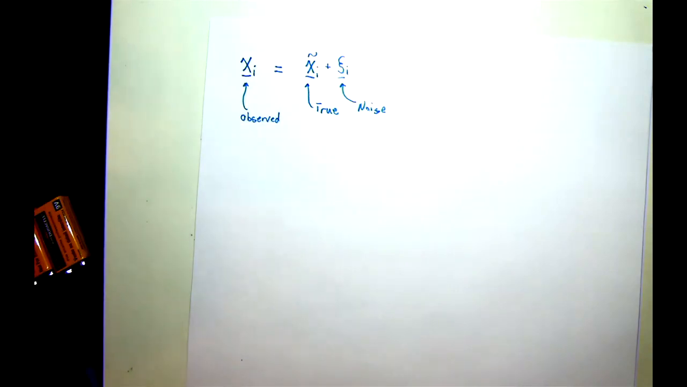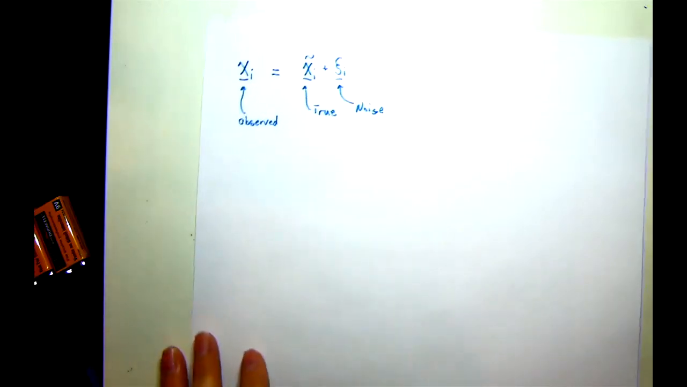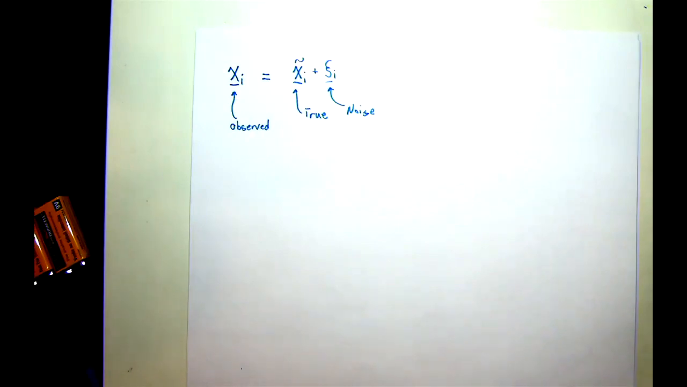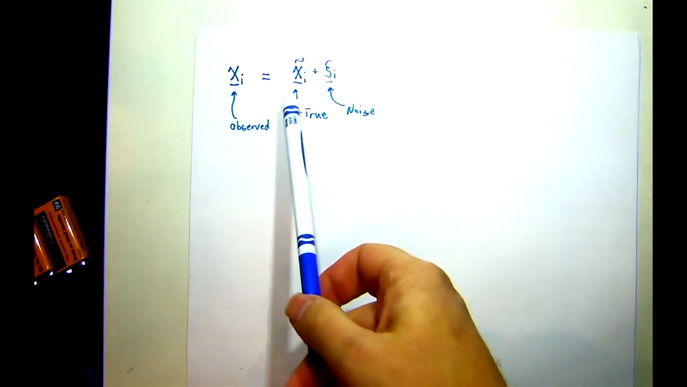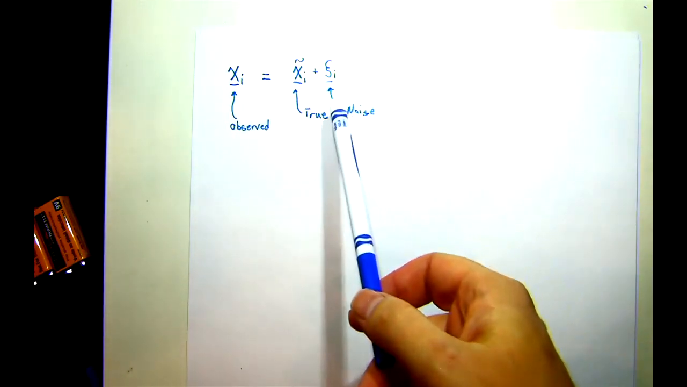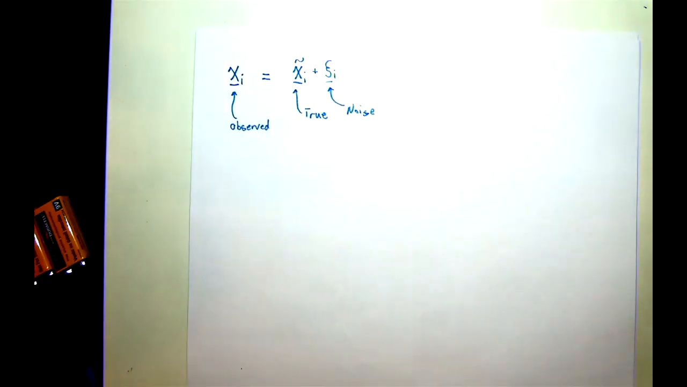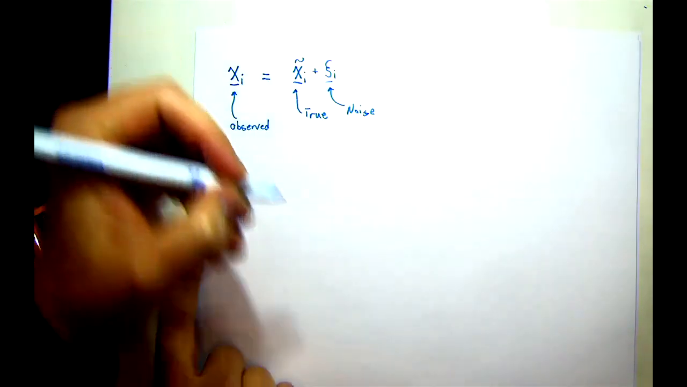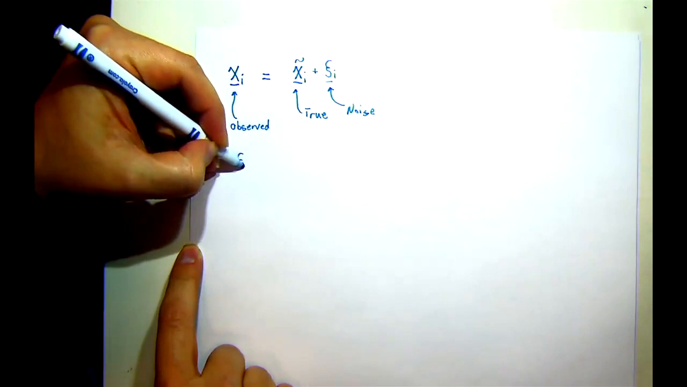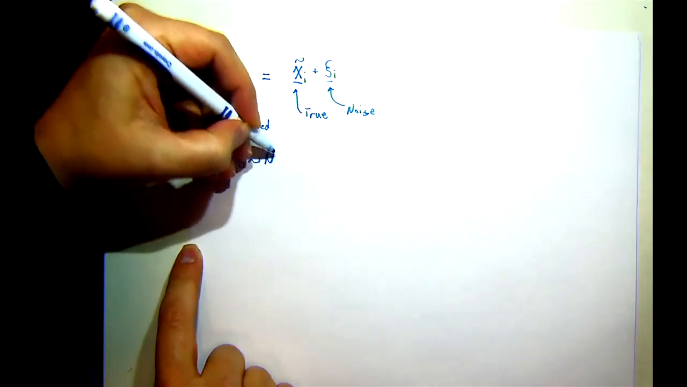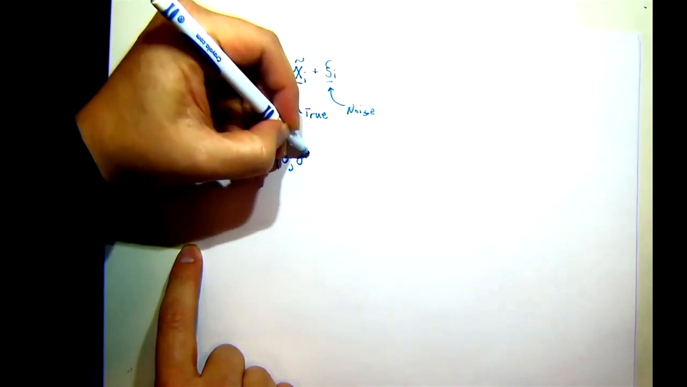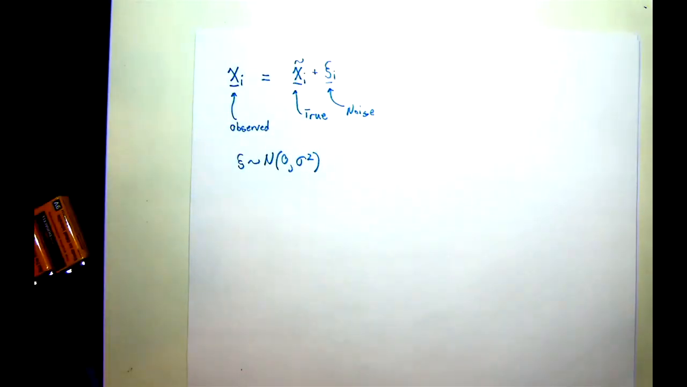If we consider a very specific form of noise, we can actually show that a PCA representation is possibly better than a non-PCA representation. Again, we don't know what the true value is, and we don't know what the noise is. We just know that together they add up to the observed value. The noise model we're going to consider is a normal with zero mean and sigma squared variance. So that's going to be our noise model.